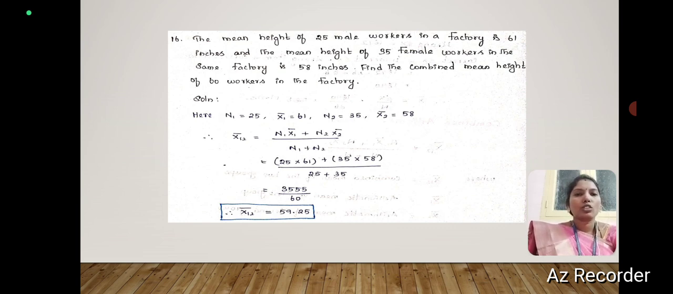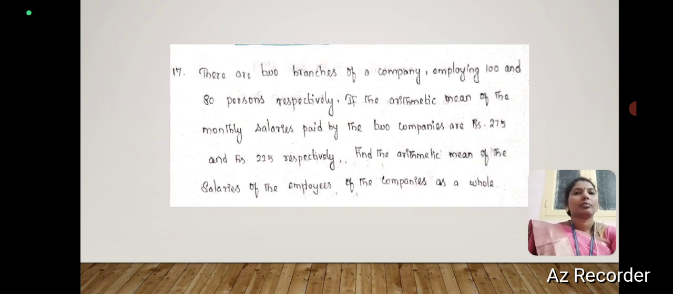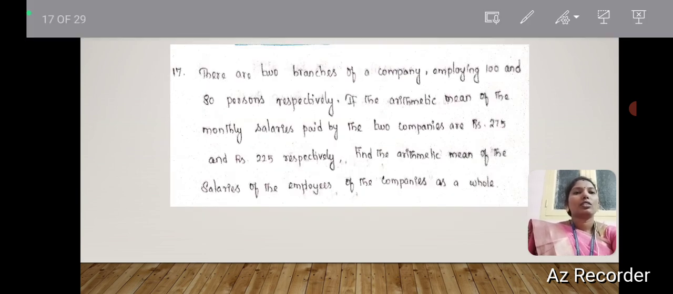Only two groups are given, therefore the formula is x12 bar equal to n1 x1 bar plus n2 x2 bar divided by n1 plus n2. We apply these values in the formula and simplify this. We get the answer as x12 bar equal to 59.25. This is the combined arithmetic mean. There are two branches.